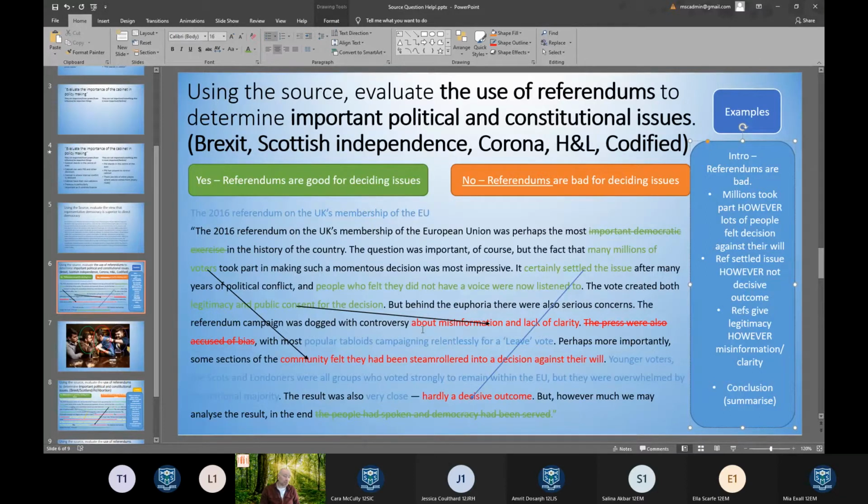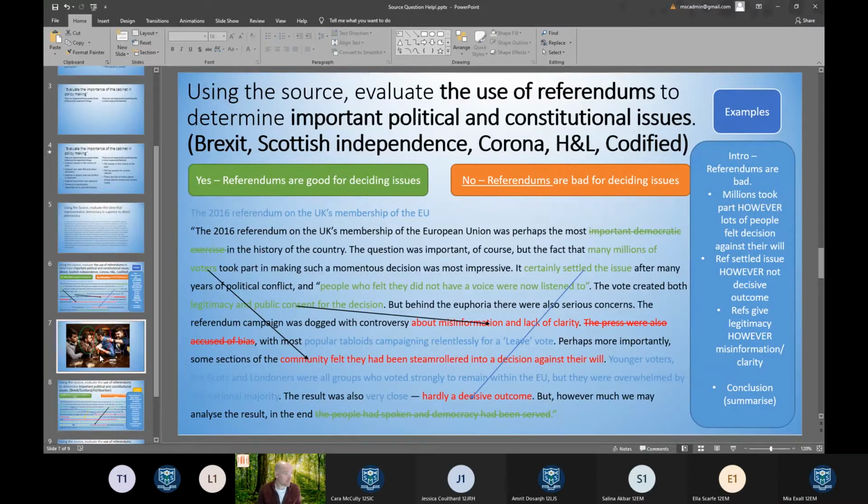So when I write this, I will probably use a few quotes from the source, as in I may well go, well, the source says people who felt they did not have a voice were now listened to. We can see this because the turnout went up from here and there. I will use some quotes. I'm going to refer to the source explicitly. So I will say things like the source says, as the source argues, or I disagree with the source when it says. So we're going to be referring to the source as like another actor in this conversation.